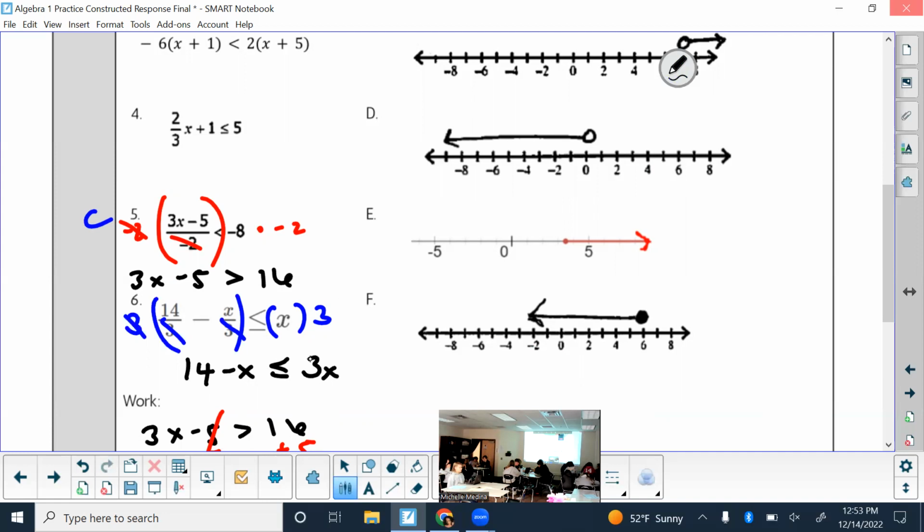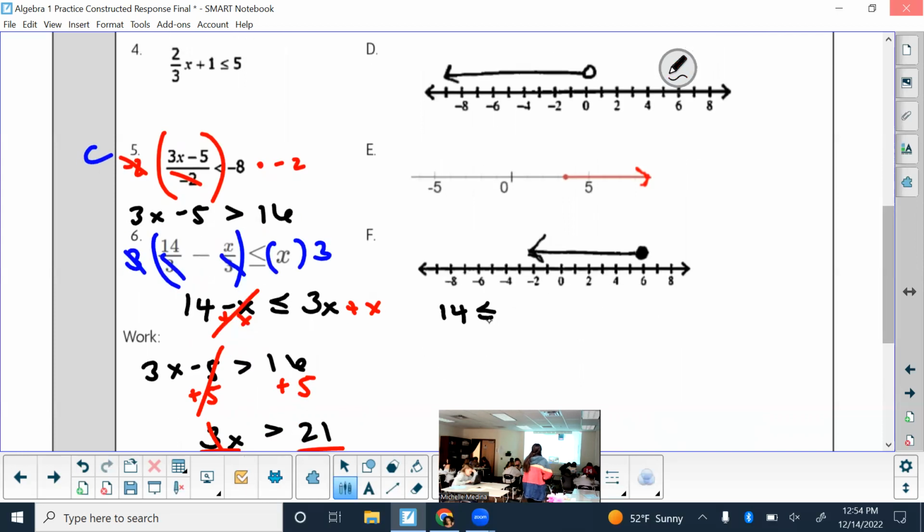And then you keep going. When I have an x on both sides, before continuing to isolate, I should probably move the x to one side. Does it matter what side I move it to? No. So just pick one and move it. Which one do you want to move? The left one. How do I move it? And I like that strategy. I usually move the smaller one, so it's less likely that I have a negative, and it's less likely I forget to switch the sign. So then I have 14 less than or equal to, what's 3x plus x? 4x.